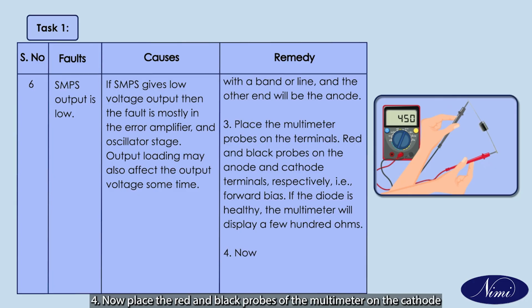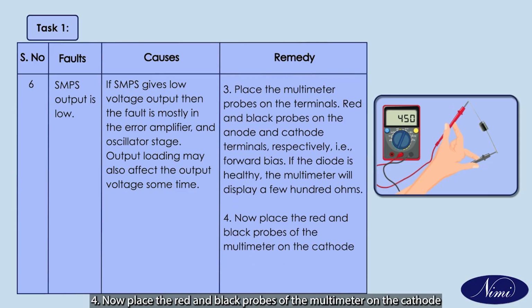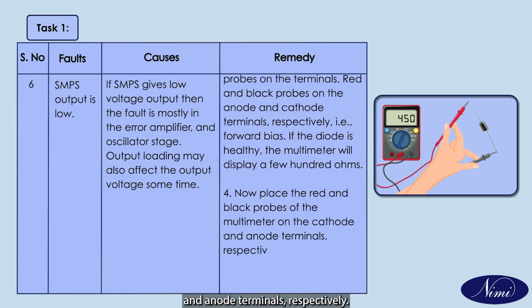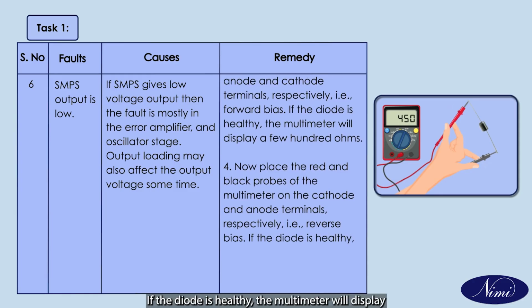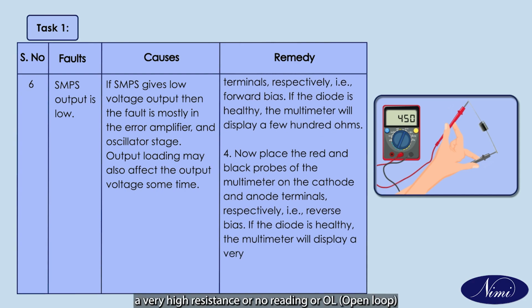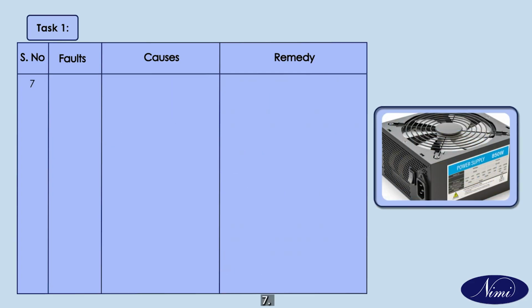Number 4. Now place the red and black probes of the multimeter on the cathode and anode terminals respectively, that is, reverse bias. If the diode is healthy, the multimeter will display a very high resistance, or no reading, or OL, open loop.